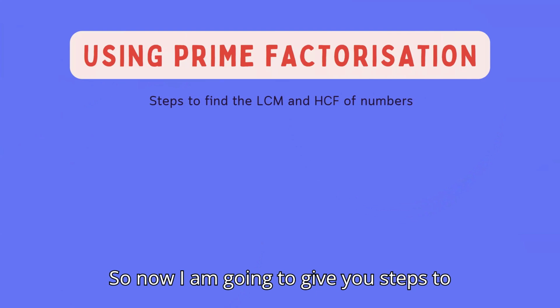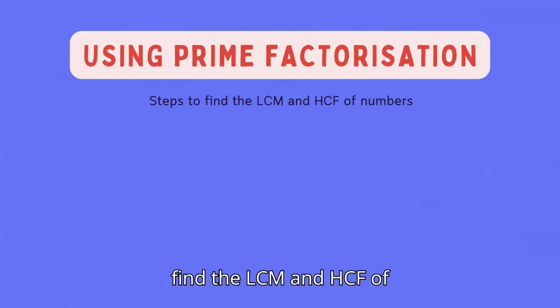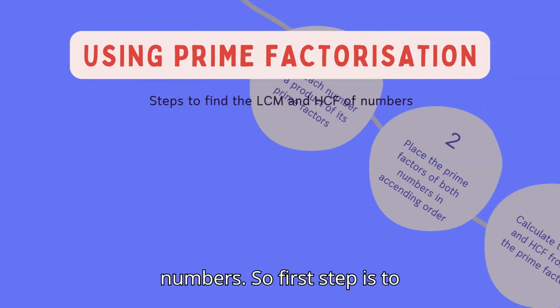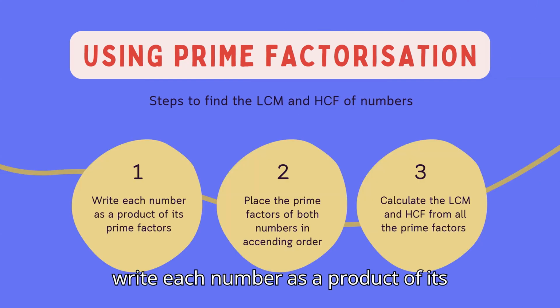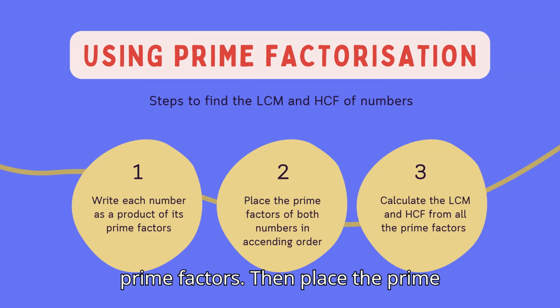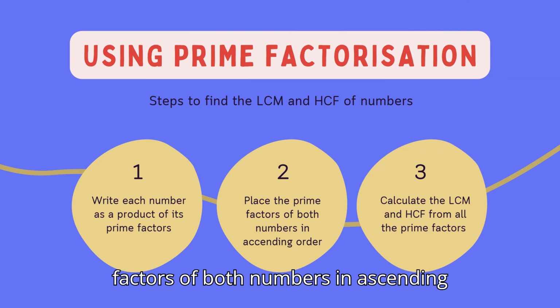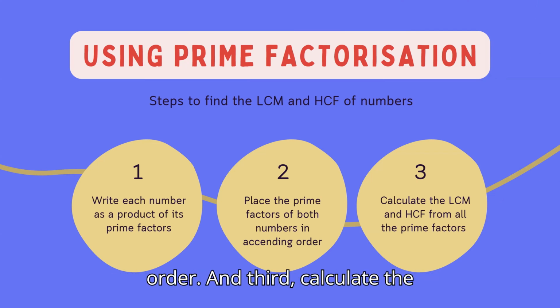So now I'm going to give you steps to find the LCM and HCF of numbers. First step is to write each number as a product of its prime factors. Then place the prime factors of both numbers in ascending order. And thirdly, calculate the LCM and HCF from all the prime factors.